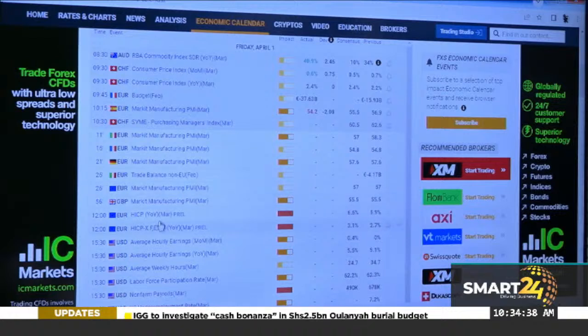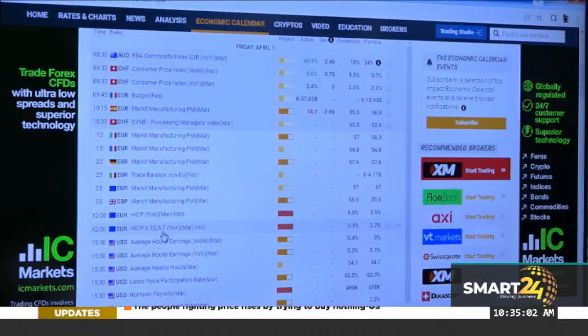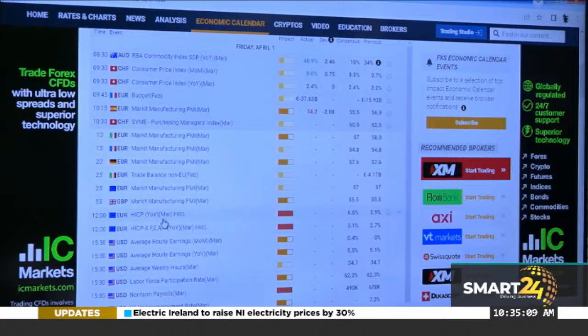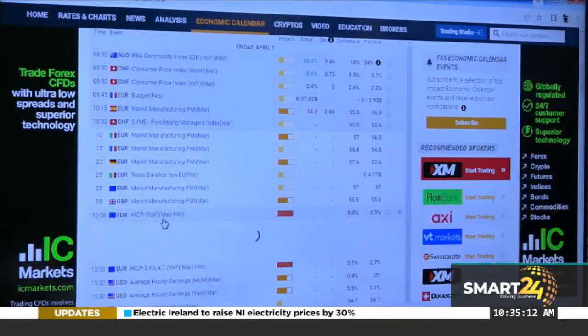Okay. At midday, there are two events. There's the HICP year over year. There are too many abbreviations here. There's HICP with a hyphen X, then FEAT. That is year over year. So HICP normally stands for Harmonized Index of Consumer Prices. At least we have that one on lock. We know exactly what it is. This is year over year, very high impact.